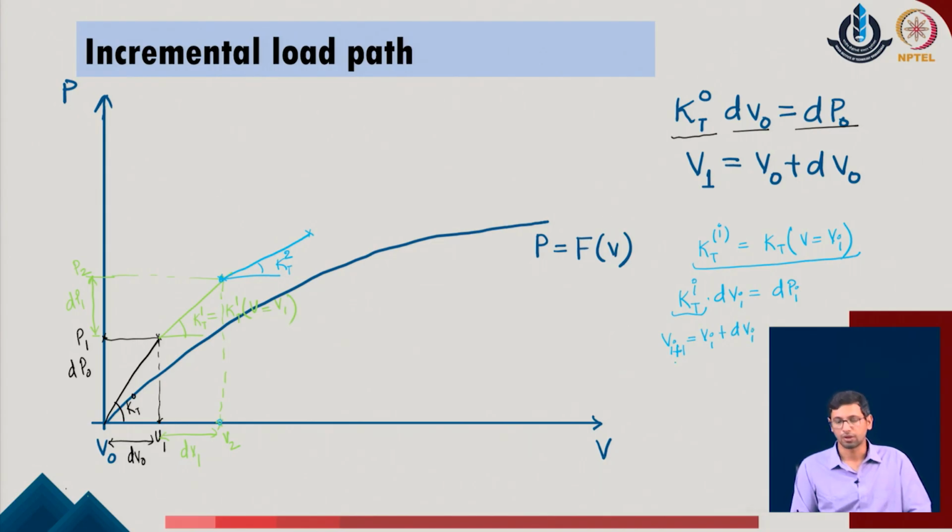So, once we are able to do this part of the algorithm in successive manner, we will be able to identify the overall load path, which is not corrected, but which is evaluated with respect to the tangent stiffnesses being evaluated with respect to the increments in the load values.